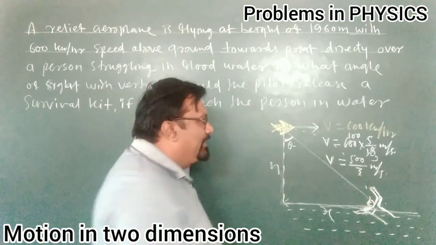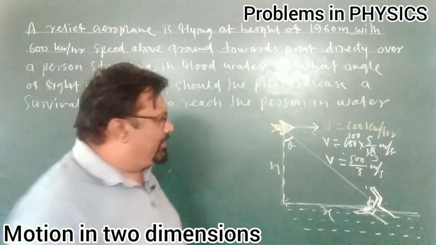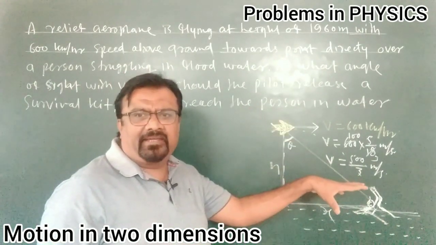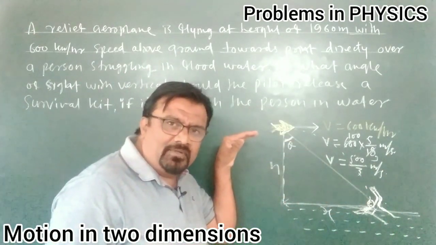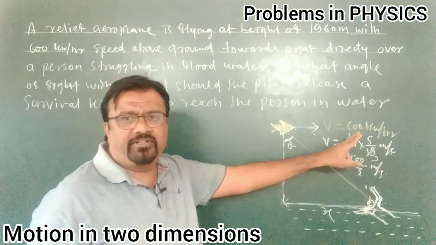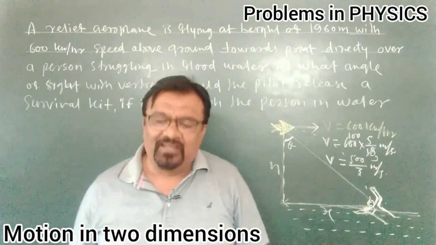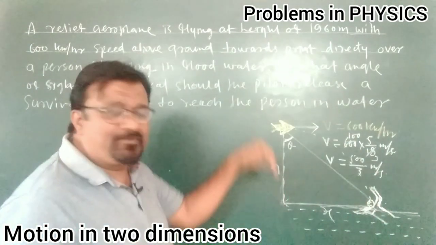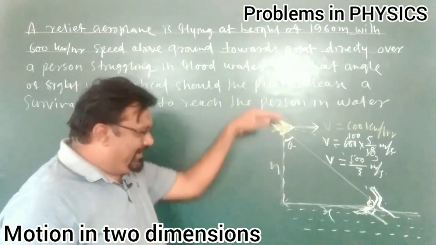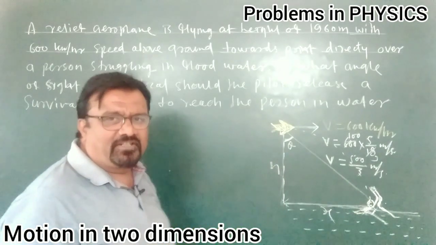constant. Now you see, the aeroplane is moving with a speed of 600 km per hour. If that pilot releases the packet, then the packet also travels with the same speed in the horizontal direction throughout its motion, because along the horizontal direction acceleration is 0. But in the vertical downward direction, the speed of the packet goes on increasing, and it travels the distance h to reach the water surface.